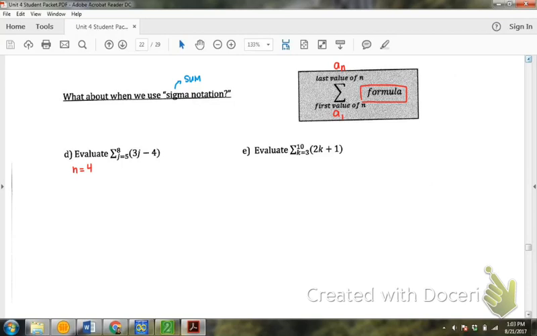What is our A1, Leanna? Where does A1 come from? The first value. That bottom number, right? So what's the bottom number on our sigma?